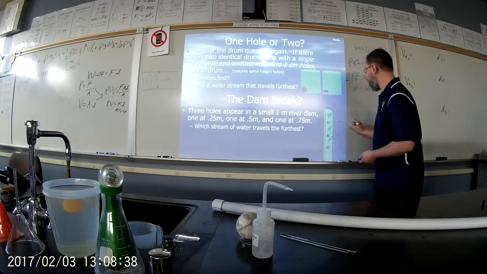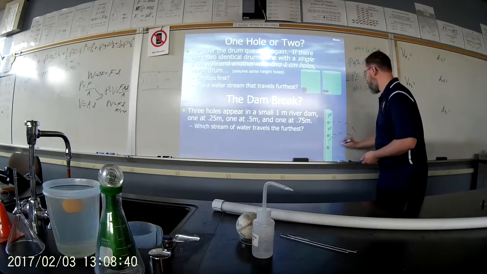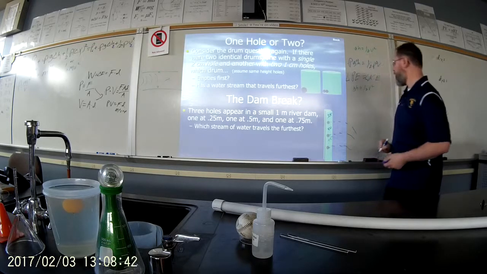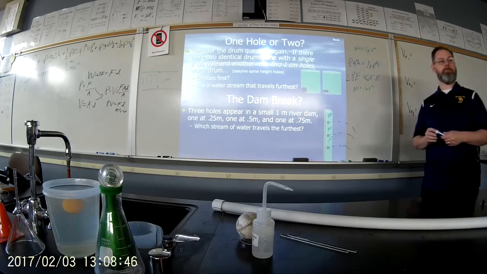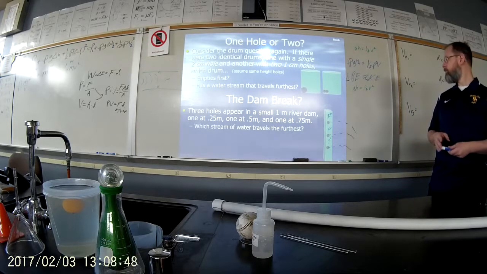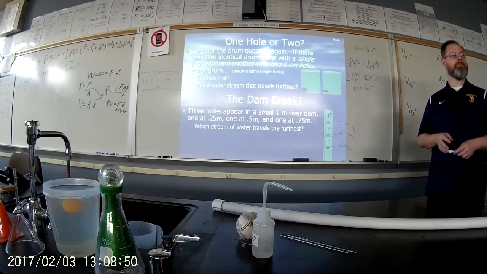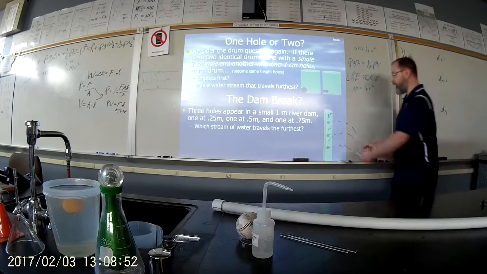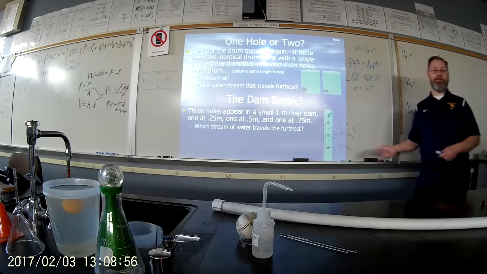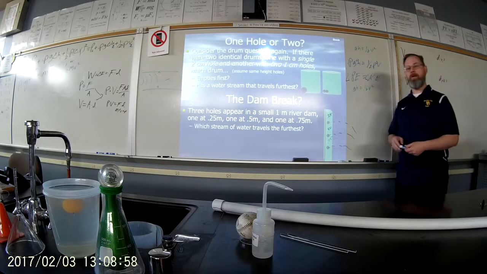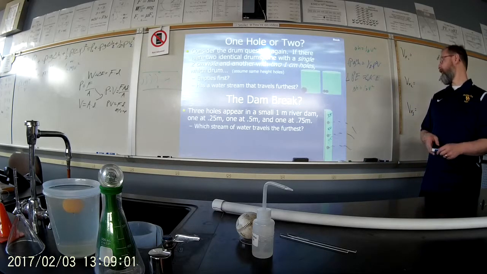So the water's going to go woo, and it's going to go woo, and it's going to go woo. Which stream of water is going to travel the furthest? Maybe the bottom one because it has more pressure. Maybe. Wait, it has more pressure, but it also is really close to the ground. It only has 0.25 meters to fall. Are they all coming out at the same time?